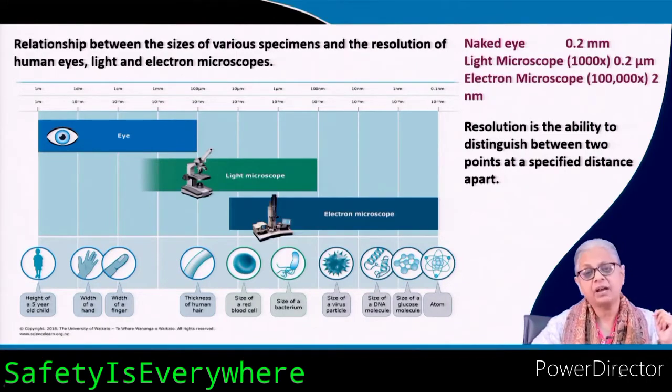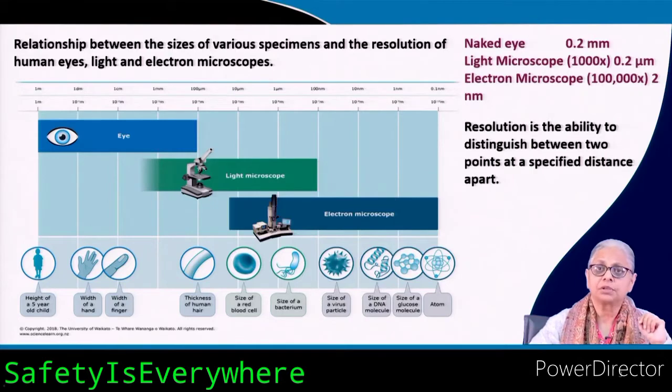And then we have the thickness of the human hair. That's about 100 micrometers. So going from 1 meter to 1 millimeter, that's 1,000th of a meter. And going from millimeter to micrometer, that's another 1,000th of a millimeter. So 100 micrometers is about the thickness of a human hair.